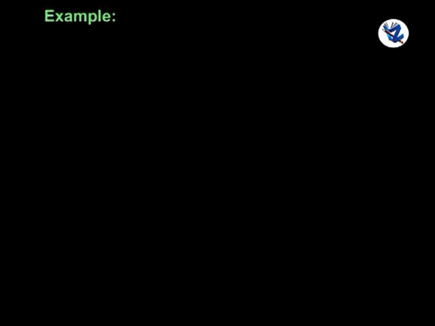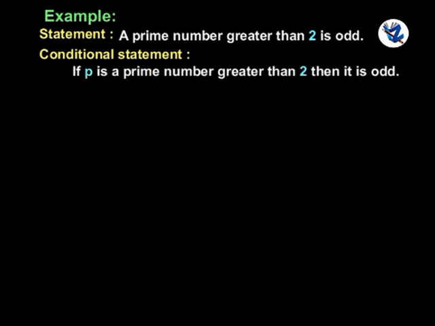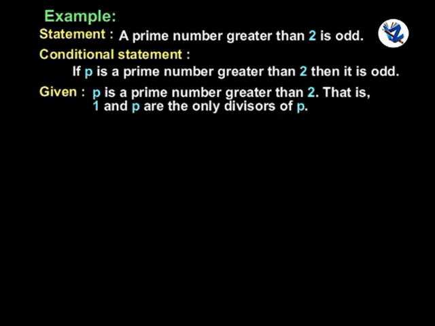For example, the statement: a prime number greater than 2 is odd. Conditional statement: if P is a prime number greater than 2, then it is odd. Given: P is a prime number greater than 2, that is, 1 and P are the only divisors of P. To prove: P is an odd number.